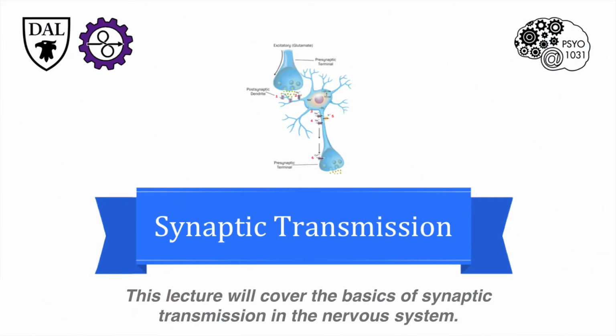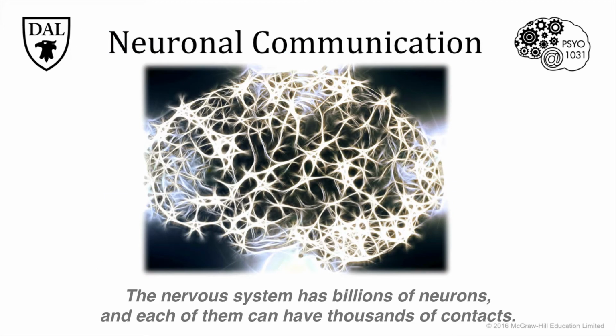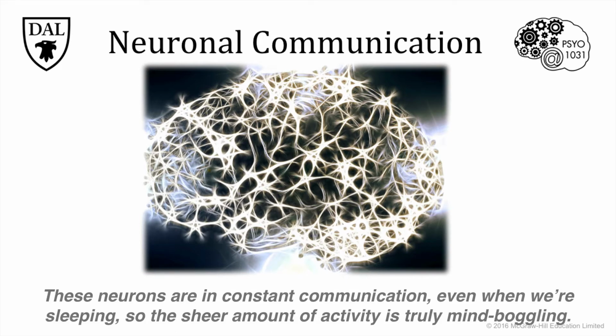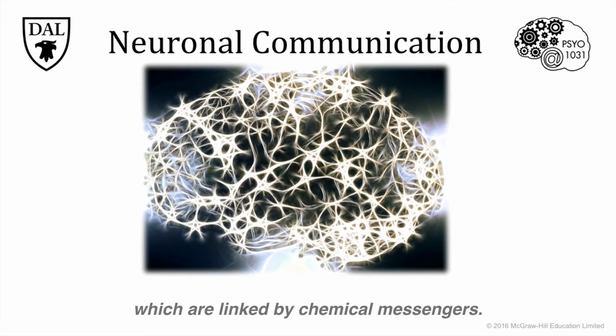This lecture will cover the basics of synaptic transmission in the nervous system. The nervous system has billions of neurons, and each of them can have thousands of contacts. These neurons are in constant communication, even when we're sleeping, so the sheer amount of activity is truly mind-boggling. Despite this, neuronal communication is made possible by a couple of different types of electrical signals, which are linked by chemical messengers. Let's zoom in for a closer look.